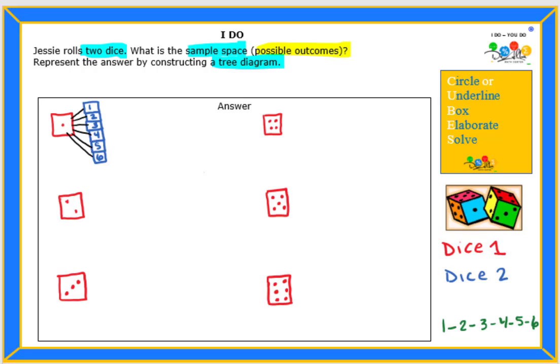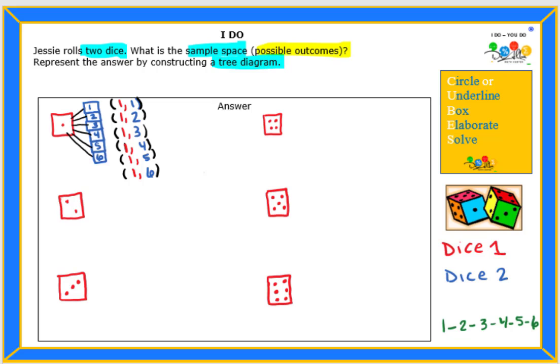So I could get 1 with 1, or I could get 1 with 2, or I could get 1 with 3, or I could get 1 with 4, 1 with 5, or 1 with 6. Do you see how we're following an organized pattern?